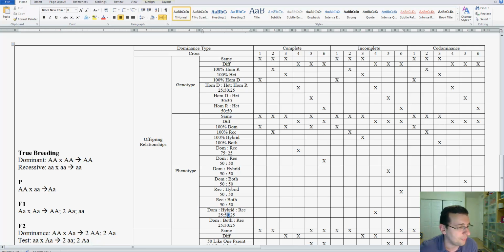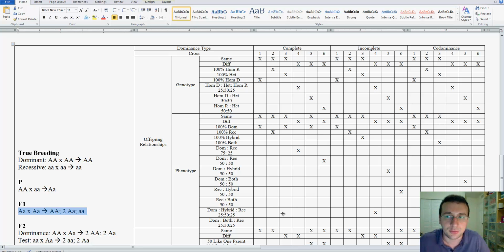You're thinking 1-to-1 phenotype ratio. That has to be the F1 cross in case of incomplete dominance. What if they say the children look 1-to-1, but the 2 is looking like both at the same time? That's the F1 cross for codominance. So you see how you can use the language of the question to try to decipher what they are asking you to do. All right?